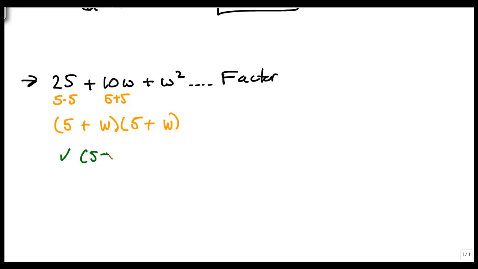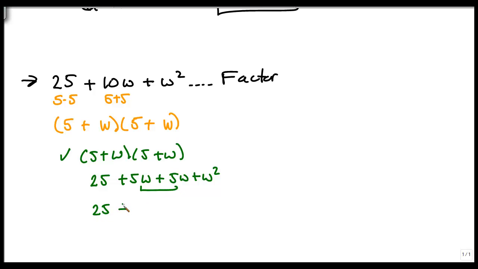Now again, I can check this, and when I check this, 5 times 5 is 25. My outsides are 5w, my insides are 5w, and my lasts are w squared. I can combine these like terms. So here you can see that this checks with exactly what I started with. So my answer here is 5 plus w times 5 plus w.